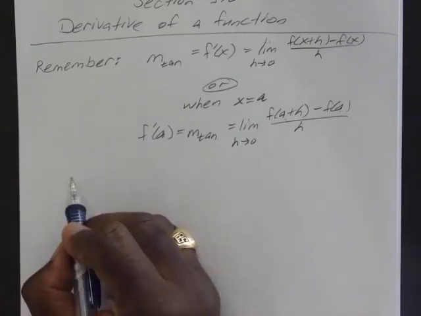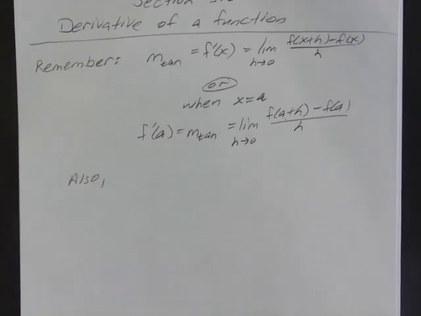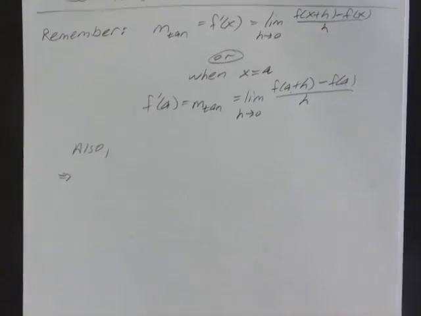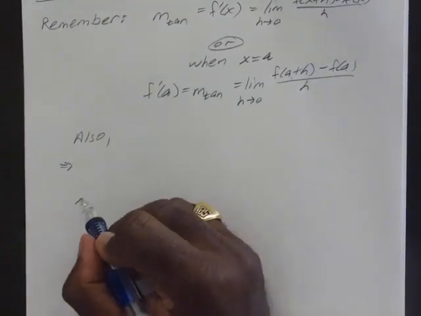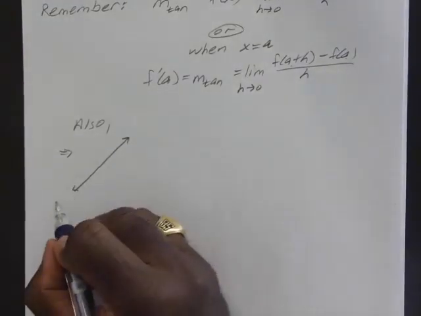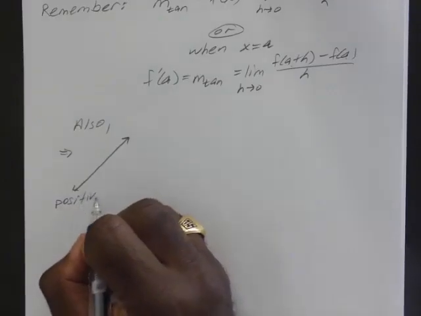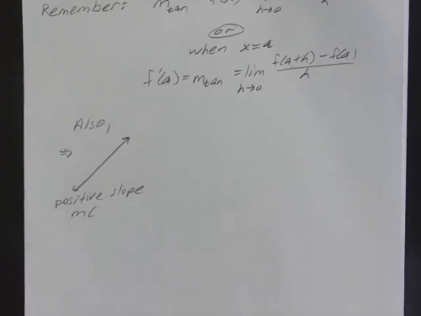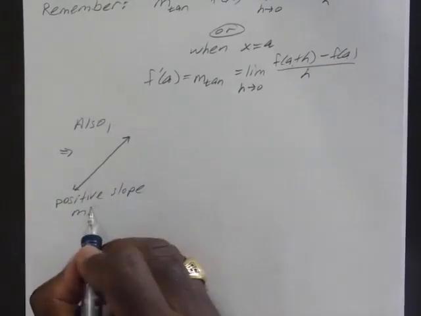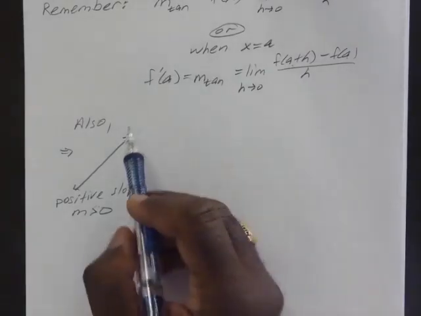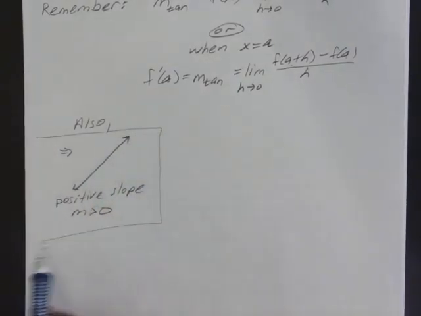Now, also, there was a reason we went over the linear slopes. So if a line goes up and to the right, it's a positive slope, because your slope m is greater than 0. Let me kind of separate that.